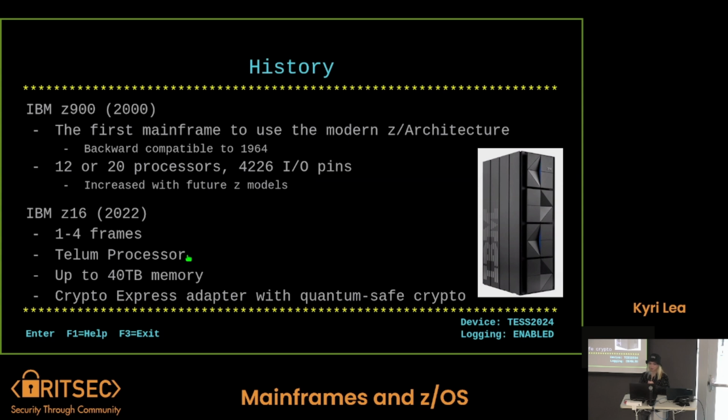Most recently was the Z16. It comes in the 1 to 4 frames. So the picture here on this slide is a single frame unit, and if you get the 4 frame one, it's 4 times bigger than that. The processor has an AI accelerator, which can run deep learning operations really quickly. One use case for this is credit card companies that want to run fraud detection on every transaction as it happens.